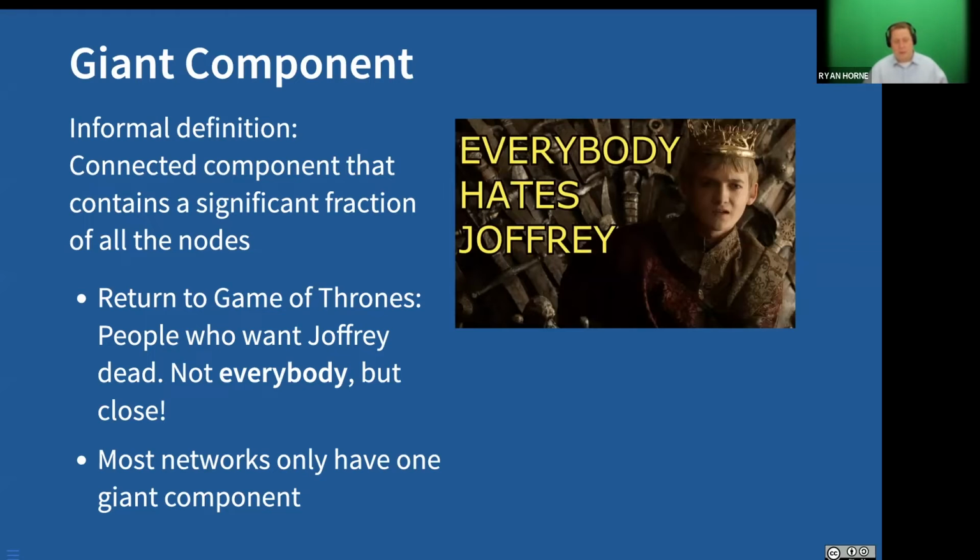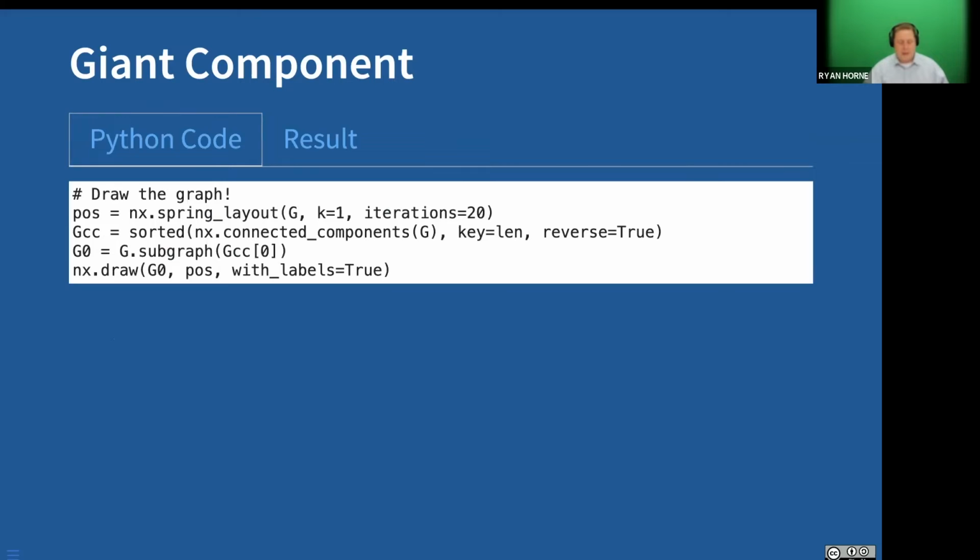When you're doing networks, most of the time and over time, networks only have one giant component. They may start with two, but as networks evolve, they will generally form into one. And you can actually find this if we look at our Pythonic code.